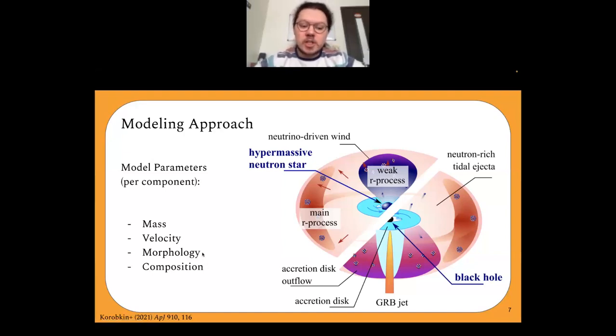We have the morphology, which is the shape of these 2 components. This largely influences the observational effects, like depending on viewing angle and things like that. And for our purposes, we just use a torus or a donut shape for the dynamical component along the plane of the binary. And we use a peanut shape, which is 2 lobes, like this purple part, going along the jet axis.